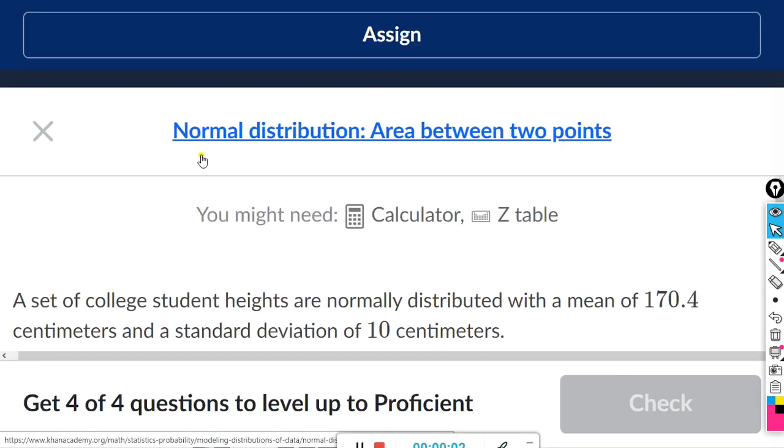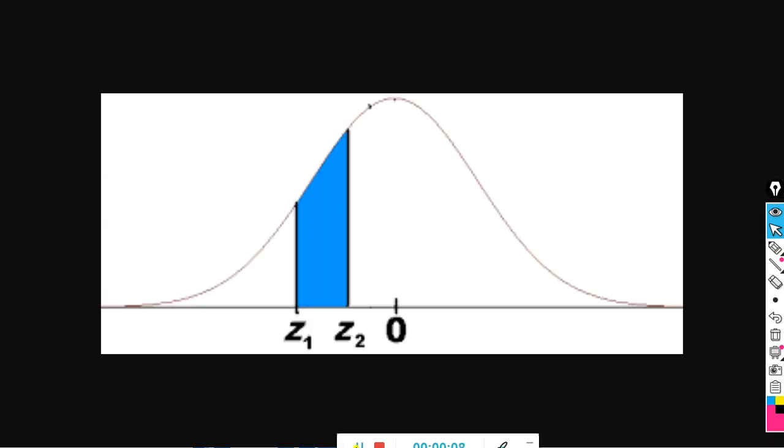This will be for the con assignment, normal distribution, area between 2 points. So just a brief overview. The way you find the shaded area between 2 points on the normal distribution curve, basically you need to use the z-score table, okay?